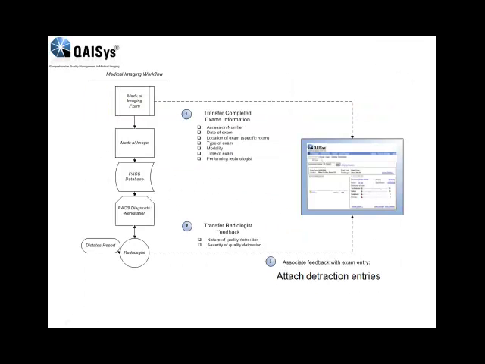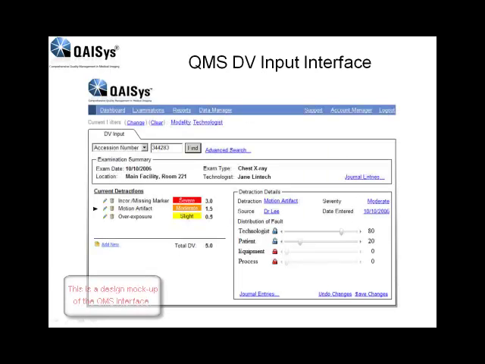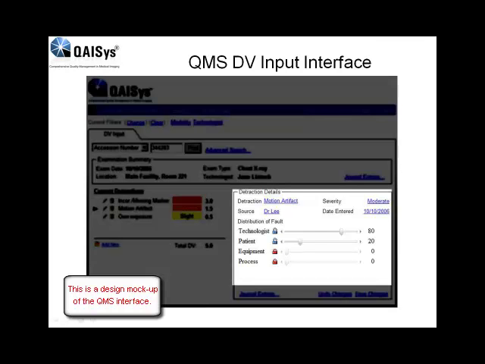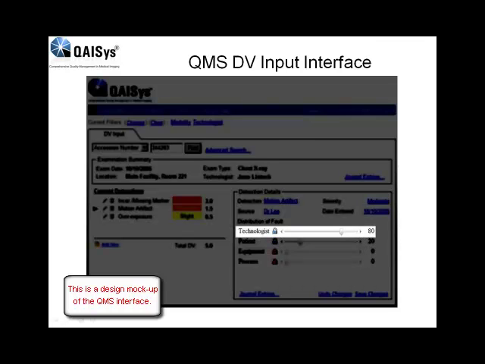Once we have attached quality detractions to the exam based on the feedback and determined their severity, we are able to distribute partial or full responsibility for the DV generation by each detraction between the various possible sources. The DV input interface makes this process very quick and simple. The possible sources of image quality detractions include technologist performance, patient-related issues, equipment limitations or malfunctions, or process deficiencies.